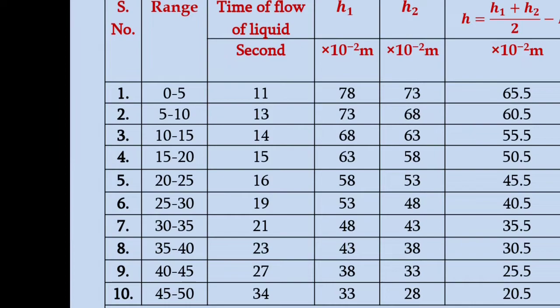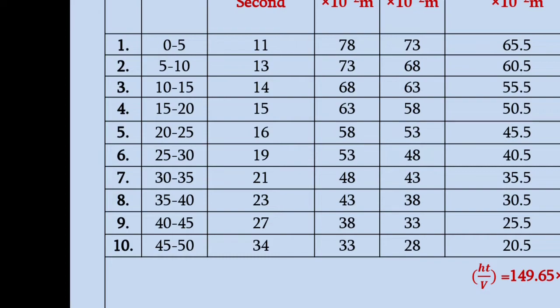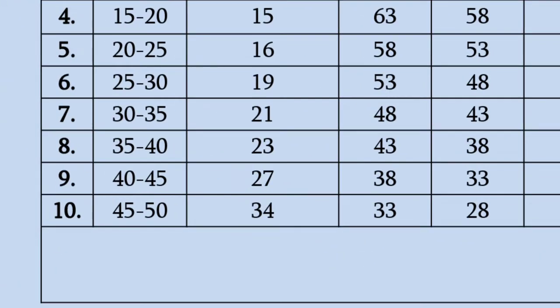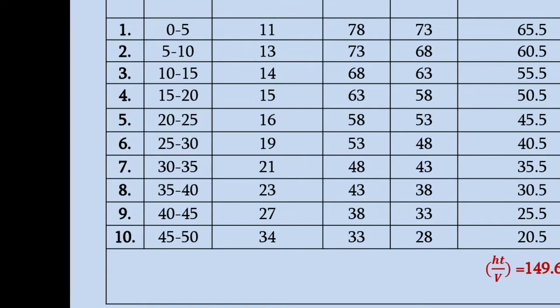Similarly, from 5 to 10, from the previous table we can see 24 seconds have been taken for the liquid to flow from 0 to 10 level. So it is 24 minus 11, we get 13. For every 5 cc range, like 20 to 25, we have to subtract the time taken for 20 and 25. So you will get 16. For the last level, 45 to 50, you have to subtract the time taken for 45 and 50. So the difference will be 34.